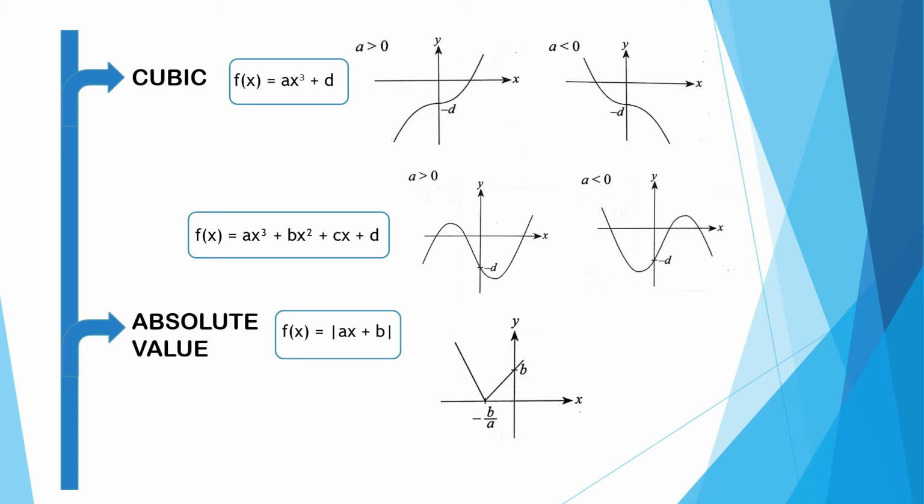The next one is absolute value. The general form for absolute value is f(x) equals modulus of ax plus b, where a and b are constants. So this is the graph for absolute value.